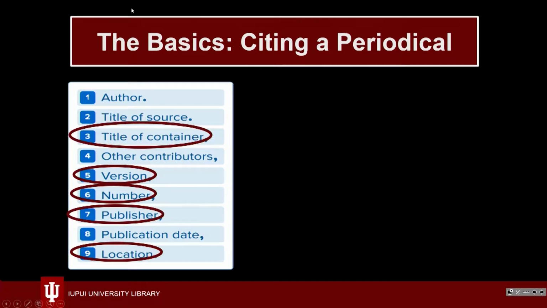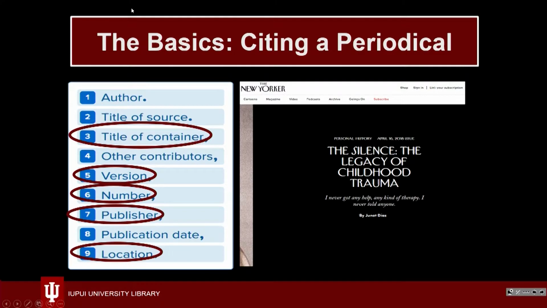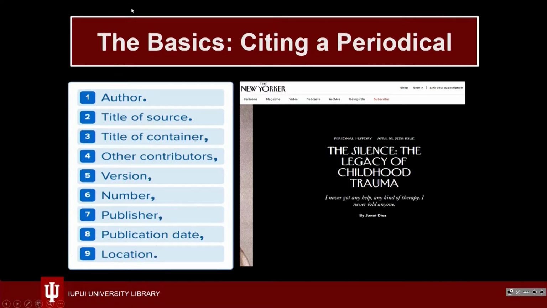Here we have the core elements listed. The elements highlighted in crimson are specific for periodicals. Periodical can refer to materials such as journals, newspapers, or magazines that are published on a cyclical basis. So this can mean anywhere from daily to once a year. As such, noting the version as well as the issue number are key elements for citing periodicals.